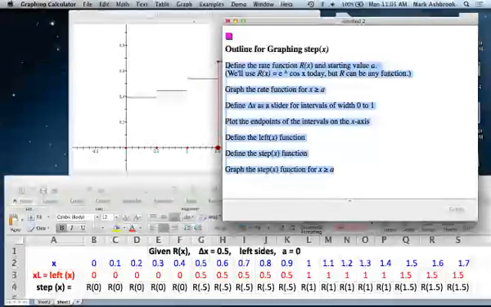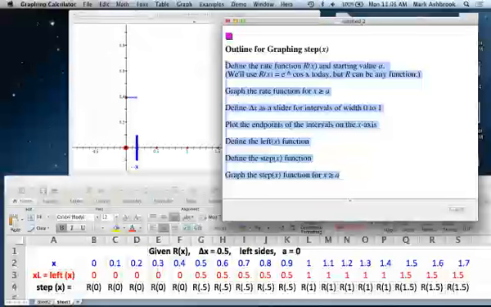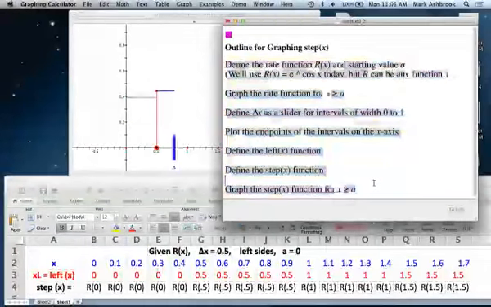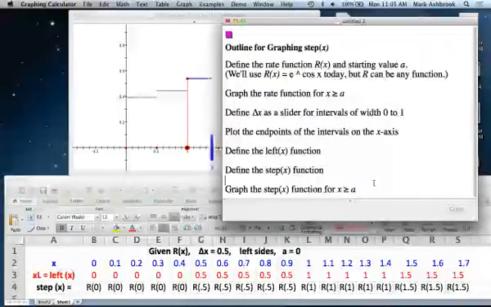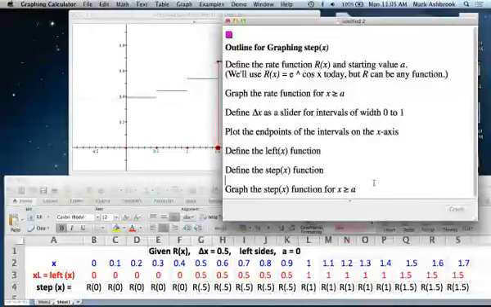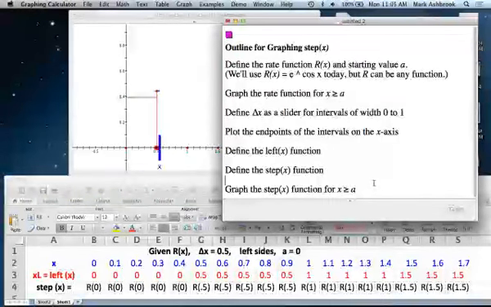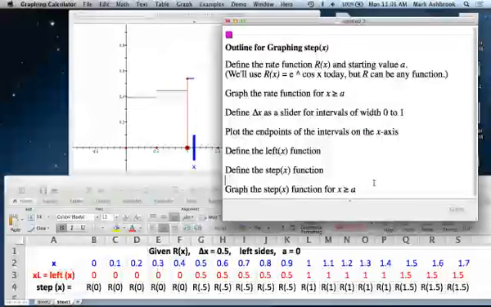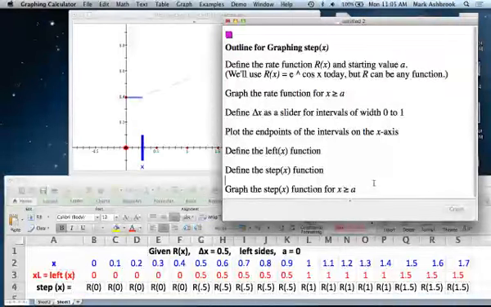So here's the outline for graphing any general step function. The first thing you want to do is define the rate function. It can be anything, okay? Define R of x. So it can be changeable, right? Changeable, starting at any value a. And today we'll use e to the cosine x, all right? So if we're all doing the same thing, we'll use e to the cosine x, but then r can be changed easily, right? Just by changing the rule. That's the first step. We want to graph the rate function for x greater than or equal to a. And again, a is changeable too, right?